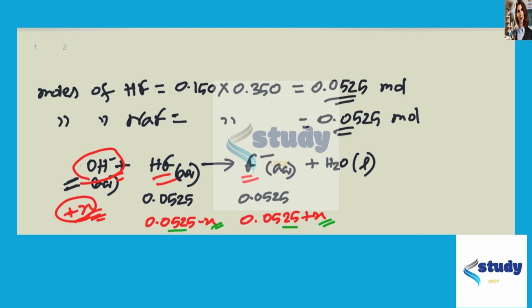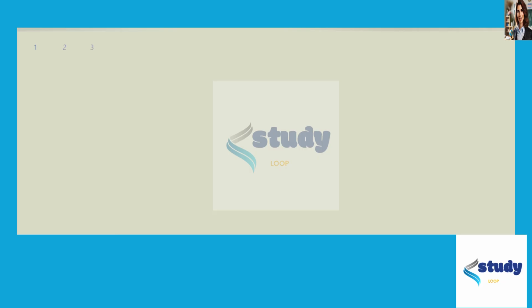Now we have to plug these values in our Henderson-Hasselbalch equation to see what is the value of x, and from the value of x we will be able to calculate the mass of the sodium hydroxide we are adding here.